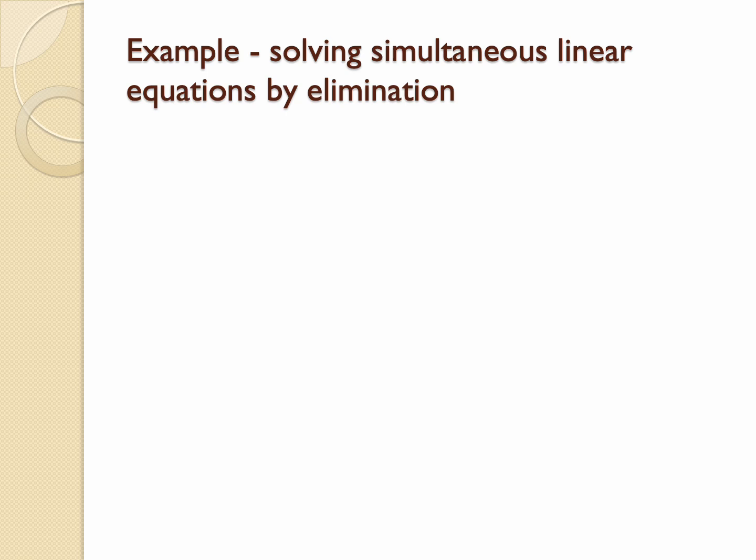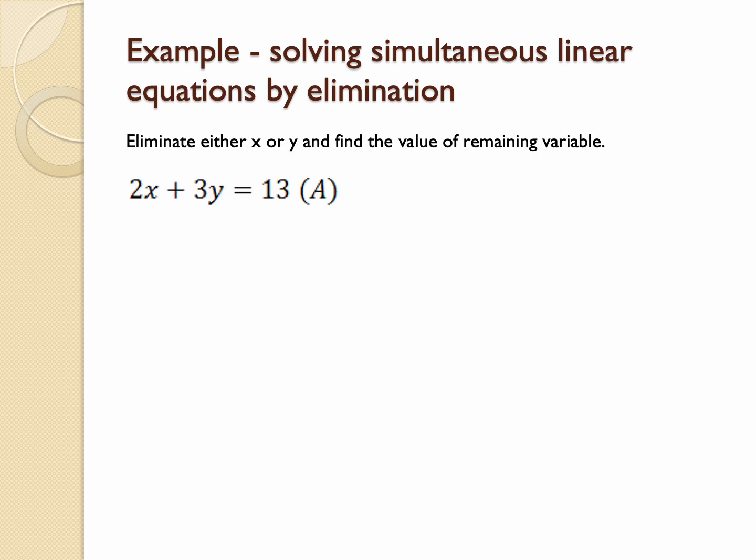It literally means we manipulate the two simultaneous linear equations in a way that one of the two variables in the equations is eliminated. And as a result, we can easily work out the value of the remaining variable. So let's see an example. So here's the first equation, and we label it equation A. We label it so it's easier to refer to this equation later on. Likewise, the second equation, we label it equation B.